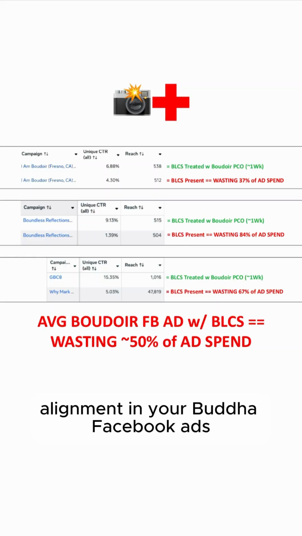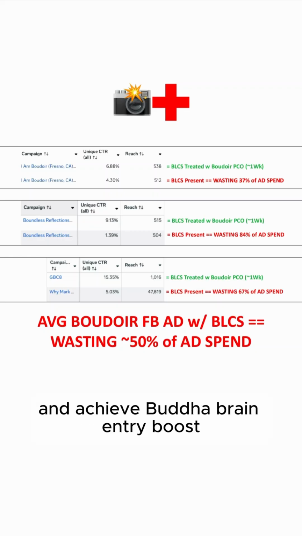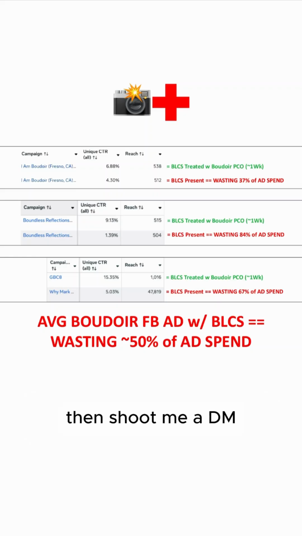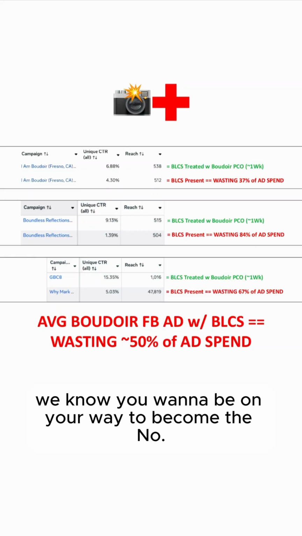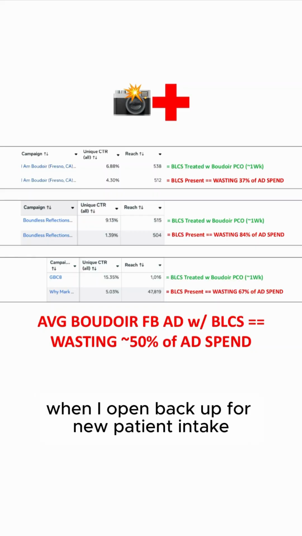So the market's getting more saturated, and you know that inflation's hitting harder, and you want to achieve pre-click alignment in your boudoir Facebook ads so you can become a dominant boudoir advertiser and achieve boudoir brain entry boost with your boudoir Facebook ads, then shoot me a DM, because we know you want to be on your way to becoming the number one boudoir photographer in your city. So shoot me a DM when I open back up for new patient intake.